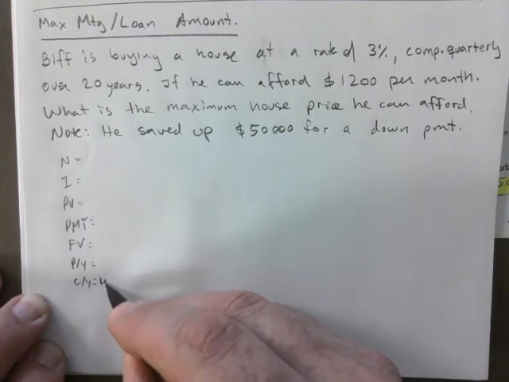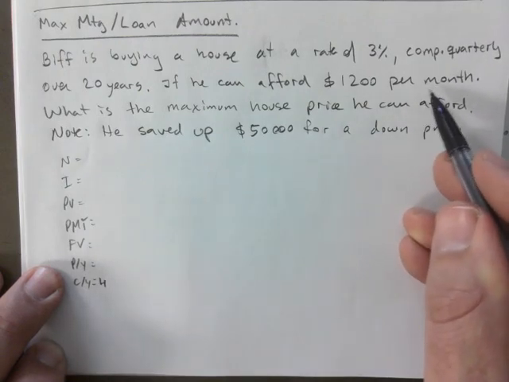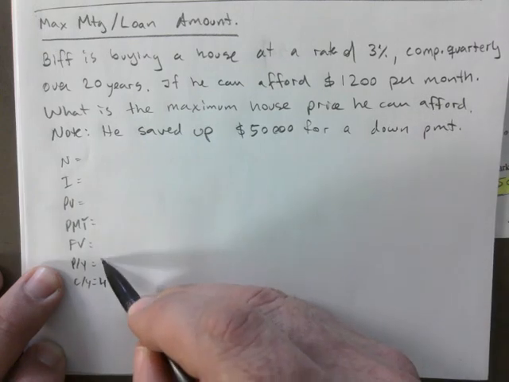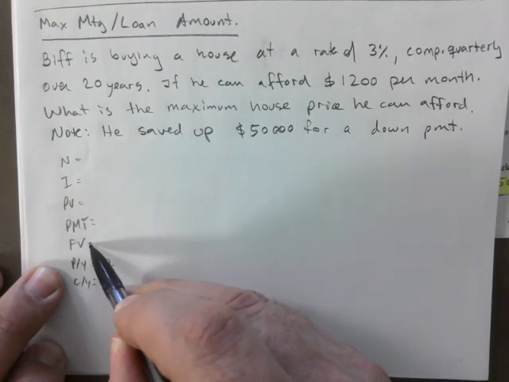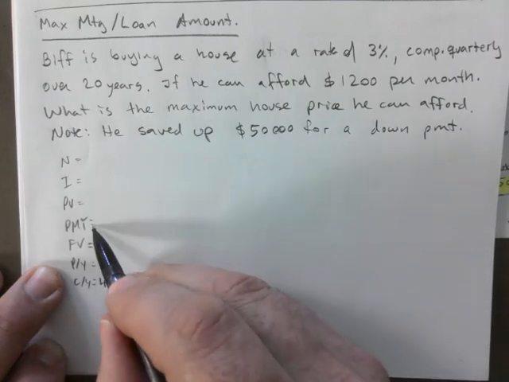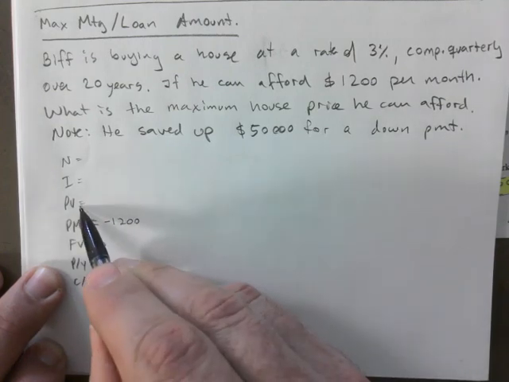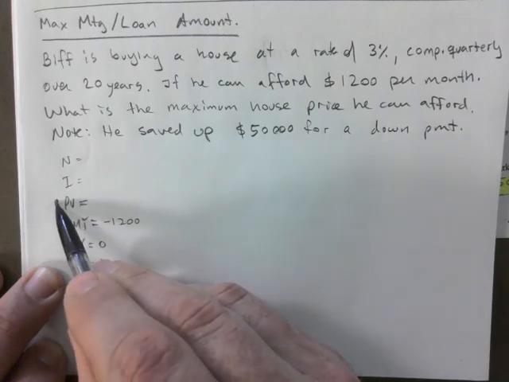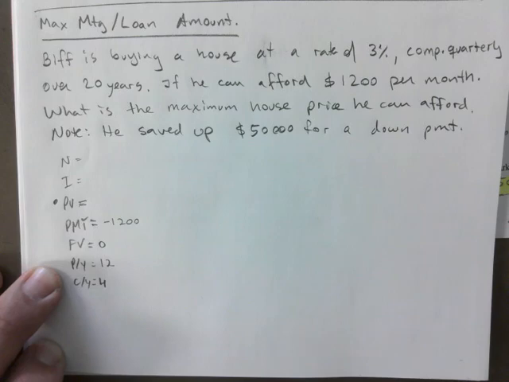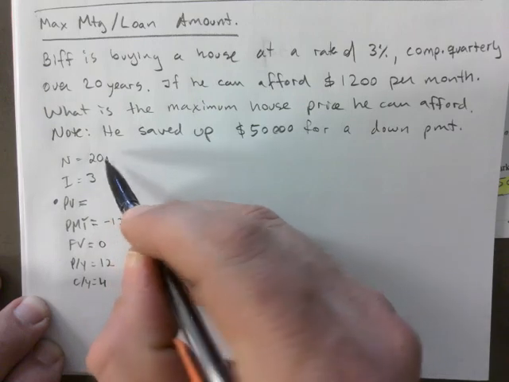Compounded quarterly, that's 4. Our payments are monthly, right? That's what the question is kind of hinting towards. So we've got 12. Our future value, we want that to be 0 because we're paying it off eventually. And my payments are $1,200 a month. Present value is what we're gonna solve for. Like, what is that mortgage that I start off with? Like the big loan that I'm gonna take, right? Interest is 3%, and this is 20 years.